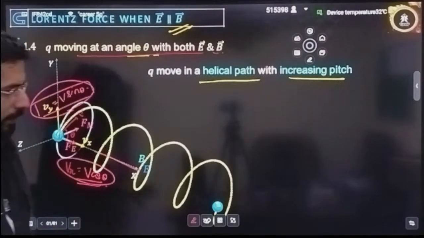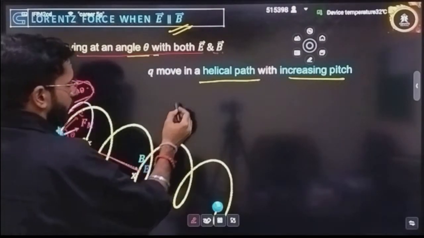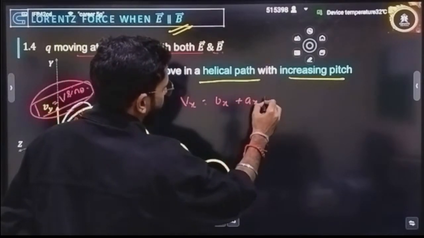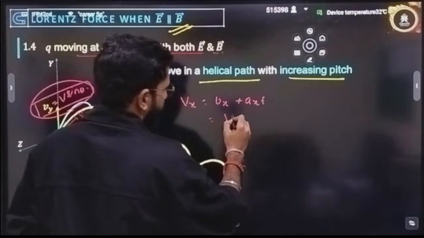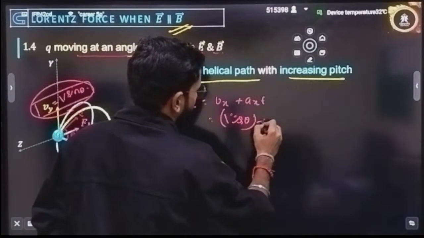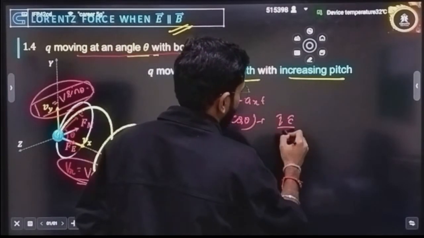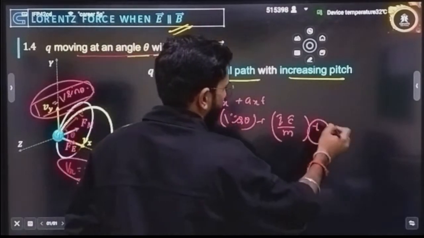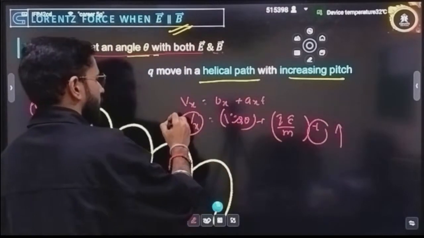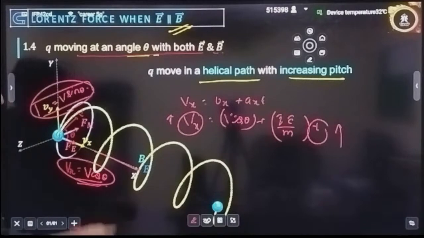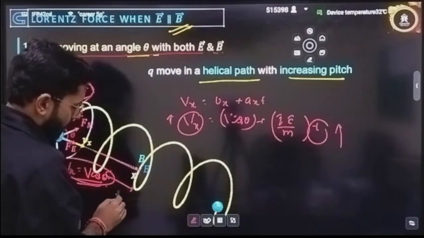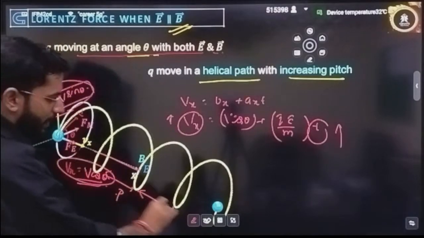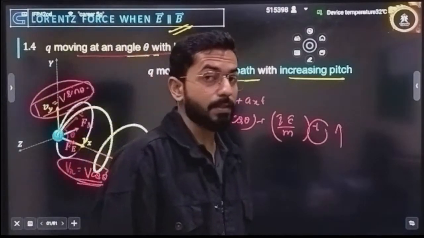How it will decide, that also I will tell you. And about the x direction, I have already told you. Vx will be written simply as ux plus ax into t. Ux, the initial velocity in x direction, is nothing but v cos theta, plus the acceleration, which is equal to qE divided by m, into t. So can I say, as time is increasing, velocity is also increasing in the x direction. If velocity is increasing, this pitch, let's suppose the distance is p, will keep increasing, p dash and p double dash, because the velocity in x direction is increasing.